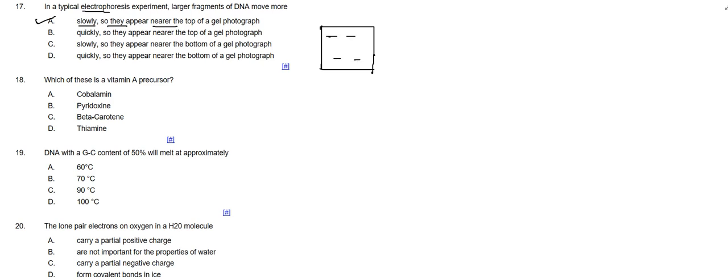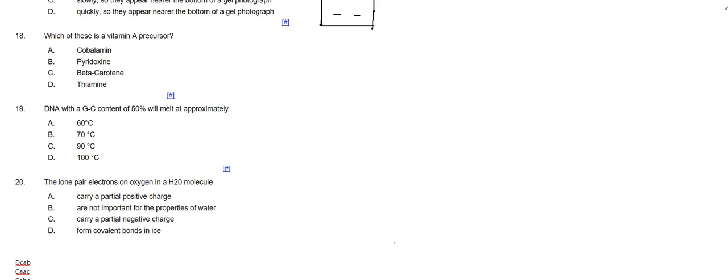Number 18, which of these is a vitamin A precursor? Remember, vitamin A precursor is beta carotene. Next, DNA with a GC content of 50% will melt at approximately 70 degrees centigrade.